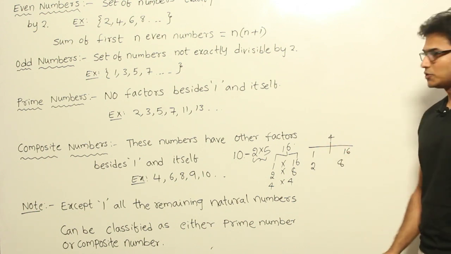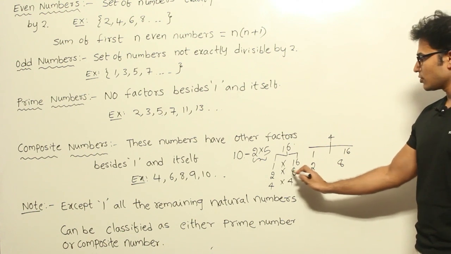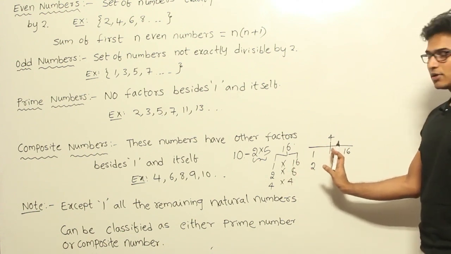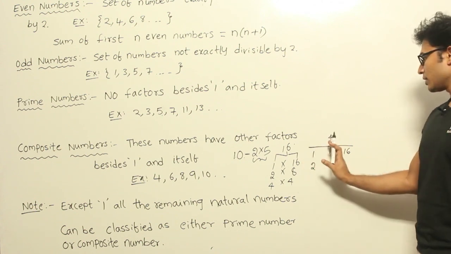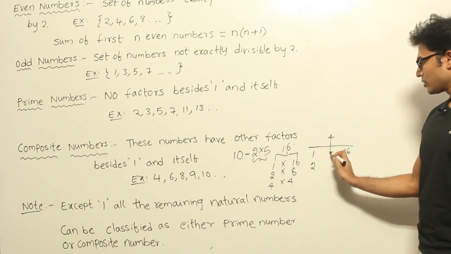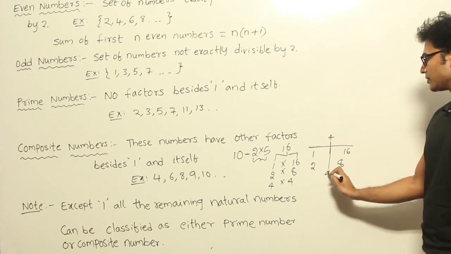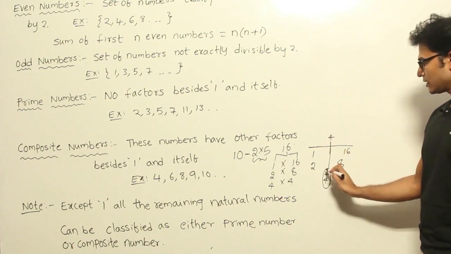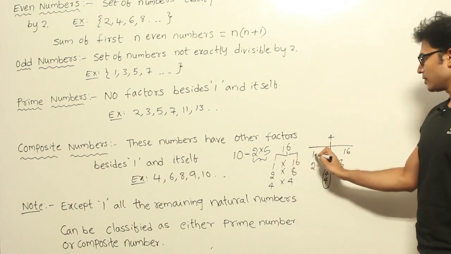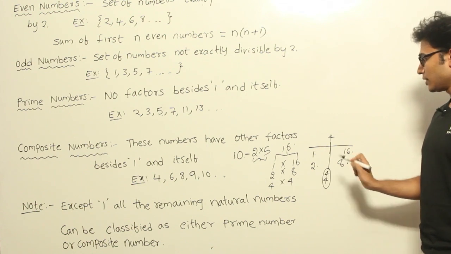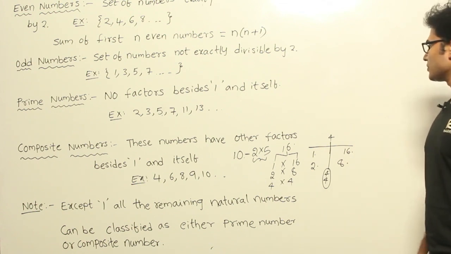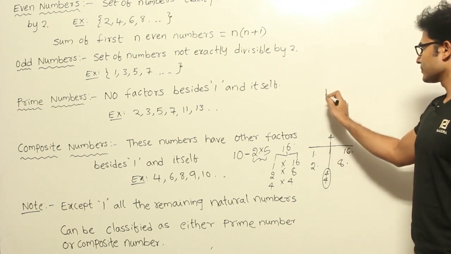Which means if you are going to write a number as a product of two numbers, then definitely one number will lie to the left of the square root, and the other number will lie to the right of the square root. And here 4 and 4 exactly lie in between, in case the number is a perfect square; otherwise one number is going to lie here and the other number is going to lie here. Got it? So similarly, if you want to see one more example, let's say 18.